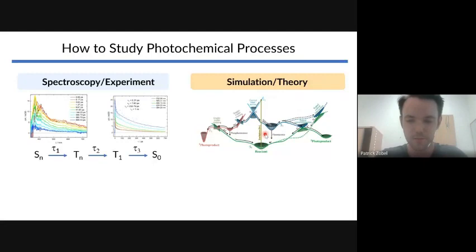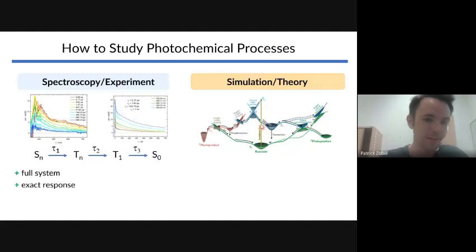So actually, there should be more synergy between these two fields. If you do a spectroscopic experiment, you usually study the system that you're actually interested in, which means the full system, the molecule without cutting anything off, and also in its natural environment, how you want to study it. And what you always get is the exact thing that the molecule really does.